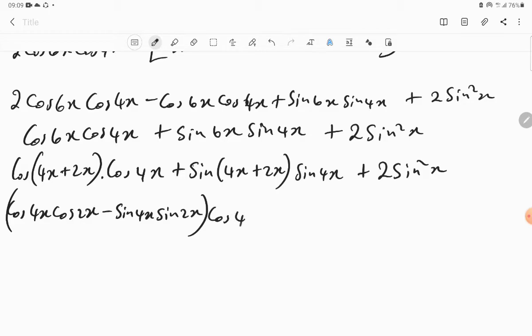Then we have cos 4x. So we are done with this expansion. Let's come to this one, then plus, let's expand this sine 4x plus 2x.